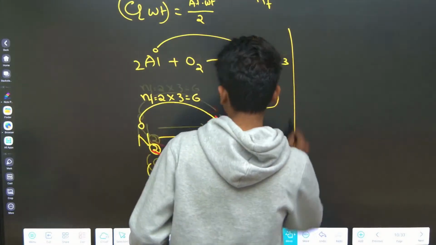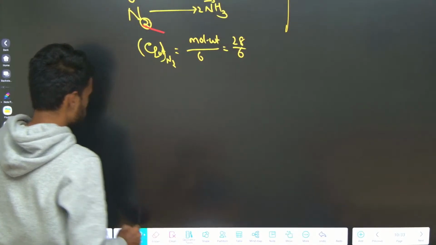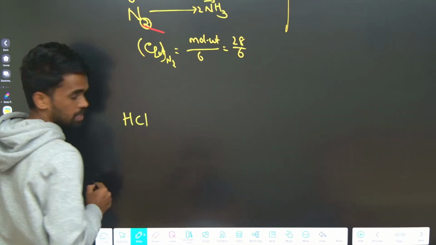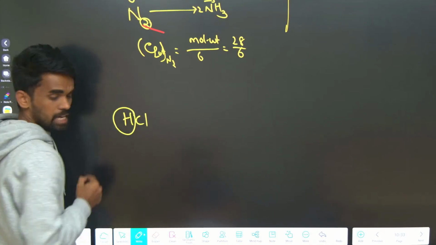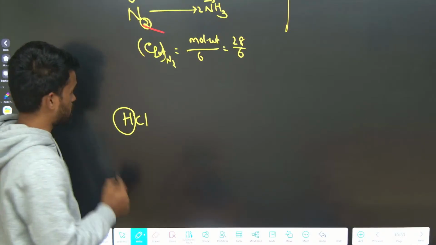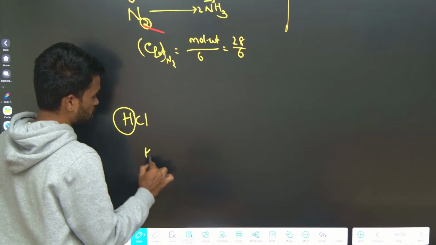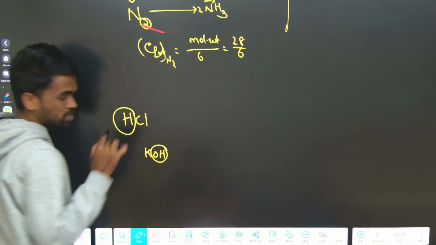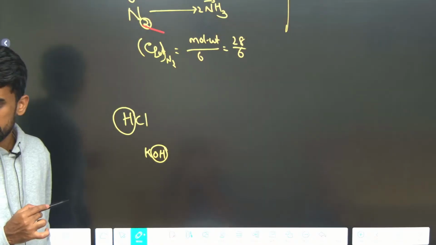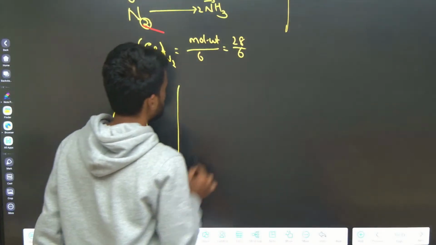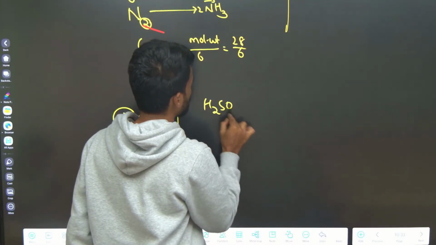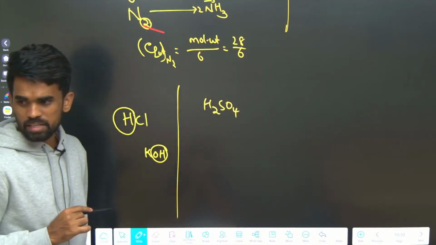Right. Next, when it comes to acids like HCl, how many H plus ions is it releasing? That is called its N factor. Similarly, if it is a base, OH minus. For example KOH I am taking, how many OH minus ions is it releasing? That is called its N factor. Now for sulfuric acid you tell me, how many H plus ions can it release?